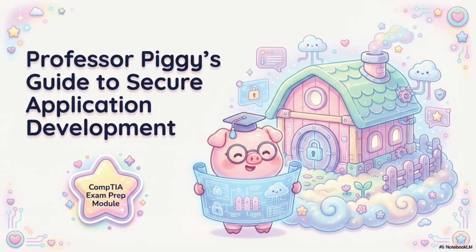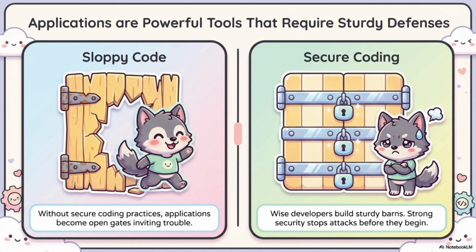Today we trot confidently into the secure pasture of application development and deployment, where wise developers build sturdy barns and clever IT security managers make sure no splinters are left for the wolf to exploit. Applications are powerful tools, but without secure coding practices, they become open gates inviting trouble. For your CompTIA exams, you must understand not just what these protections are, but why they matter and how they stop attacks before they begin.